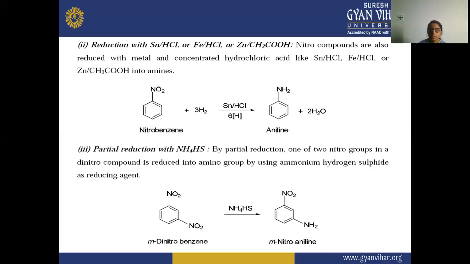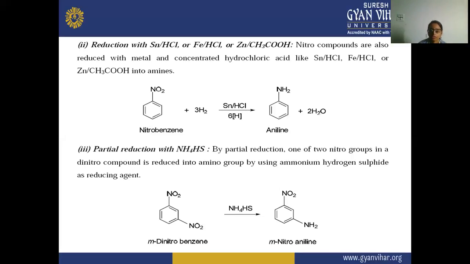Next is the reduction with stannous HCl or Fe/HCl or zinc and acetic acid. So the nitro compounds are also reduced with metal and concentrated hydrochloric acid, like Sn/HCl, Fe/HCl or zinc acetic acid, into amine. So this nitrobenzene is reacting with hydrogen in the presence of stannous HCl, and there is a formation of aniline plus water molecule.